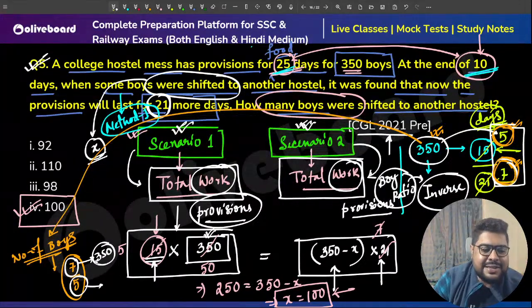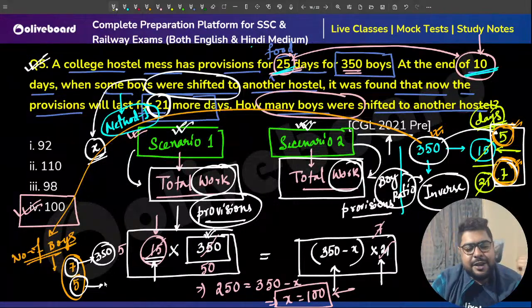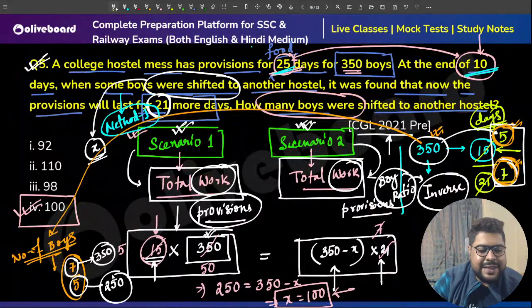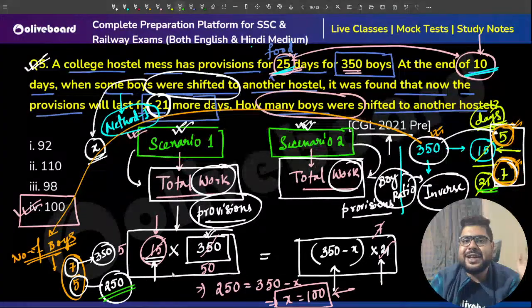5 parts will be, sir, this is 5. 1 part is 50, 5 parts is 250. So that means in this second situation, there are 250 boys still at the hostel.